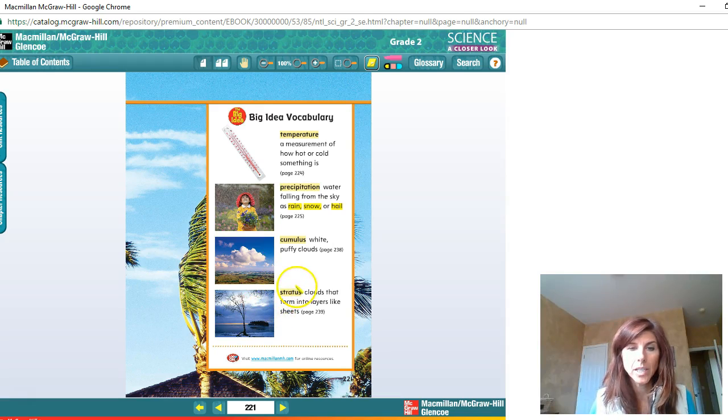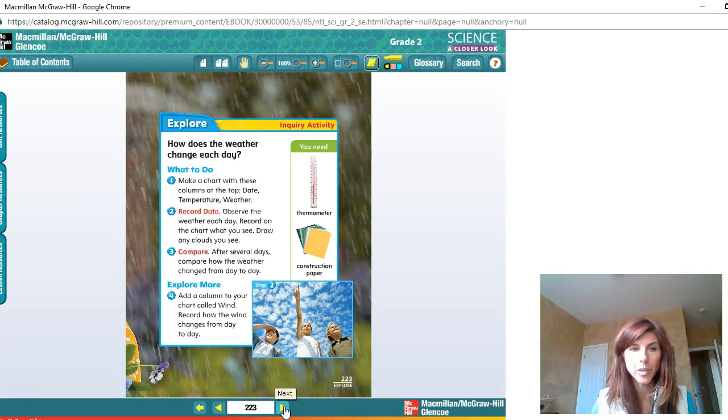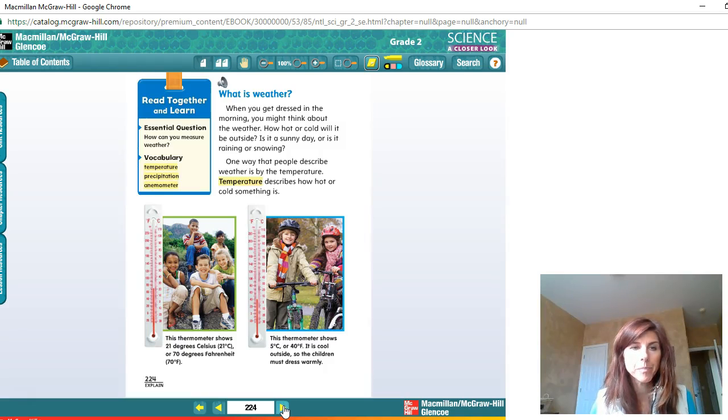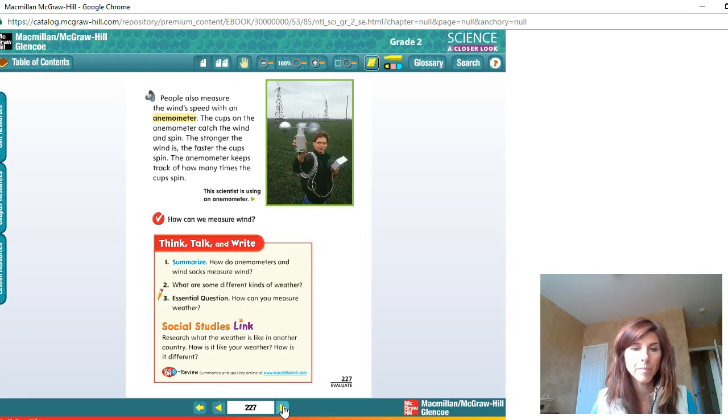And then you'll see things like stratus clouds that form into layers of sheets, and those clouds usually mean that some bad weather might be coming. You can see the sky looks a little different than this sky here. It's dark and ominous. We'll take a look at some of the other bold-faced vocabulary words as we scroll through the book and you've read these. And there's precipitation again. We've already talked about that.